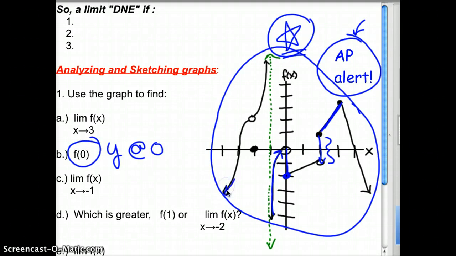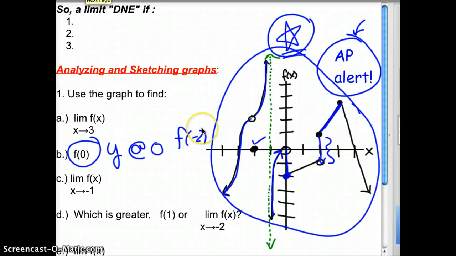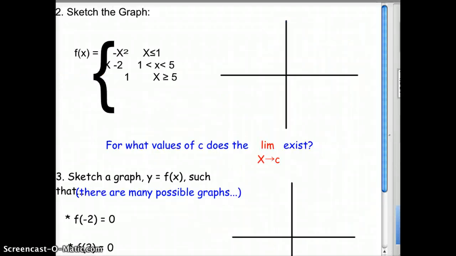Know that right here I also have a discontinuity at negative 2, but we call that removable because I can redefine that by just saying, you know what, I want f of negative 2 to equal 2, and that'll put that dot in there, and then I'm nice and continuous again. So know these graphs right here, both for limit questions, continuity questions, and questions like what's greater or less than. So I would look that over.